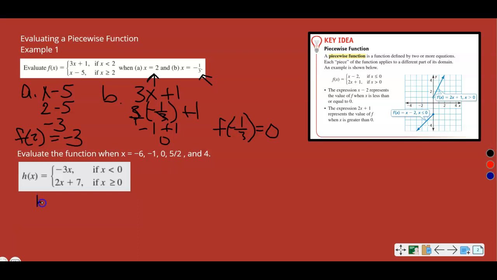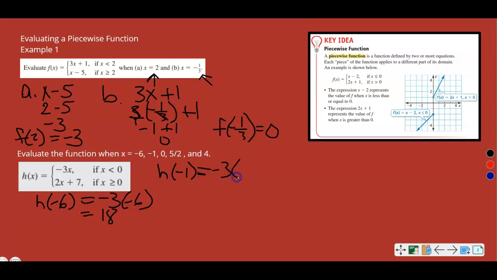So let's say, what is h of negative 6? Negative 6 is less than 0, so we're going to plug it into the first function. Negative 3 times negative 6, and that equals 18. And then we're going to do the second one. So let's do h of negative 1. Negative 1 is also less than 0, so it's going to go into the first function as well.